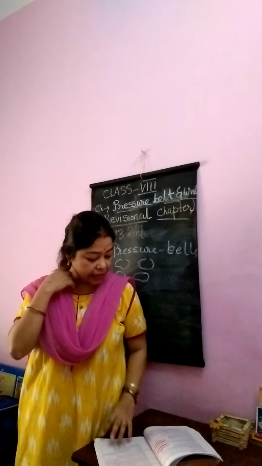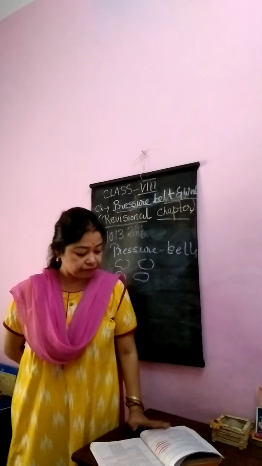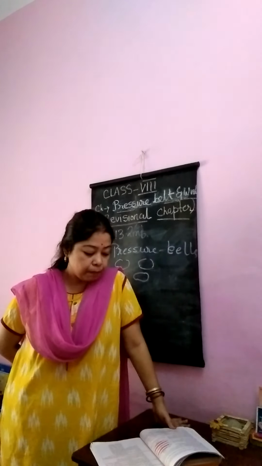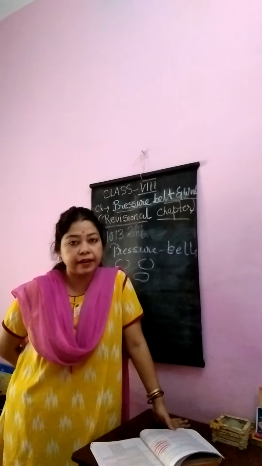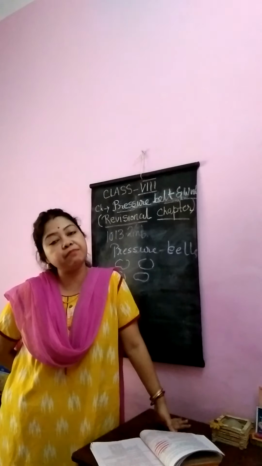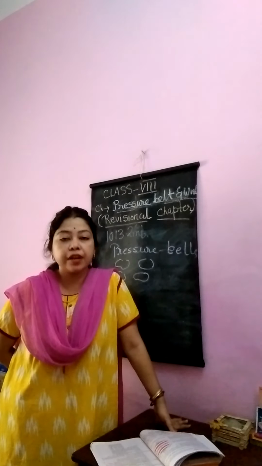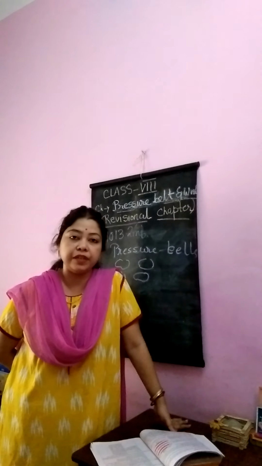Okay, next part is the different types of wind. There are planetary winds, periodic winds, local winds and sudden winds. Planetary winds are those winds that move in the same direction throughout the year. Planetary winds are of three types: trade winds, westerlies and polar winds.